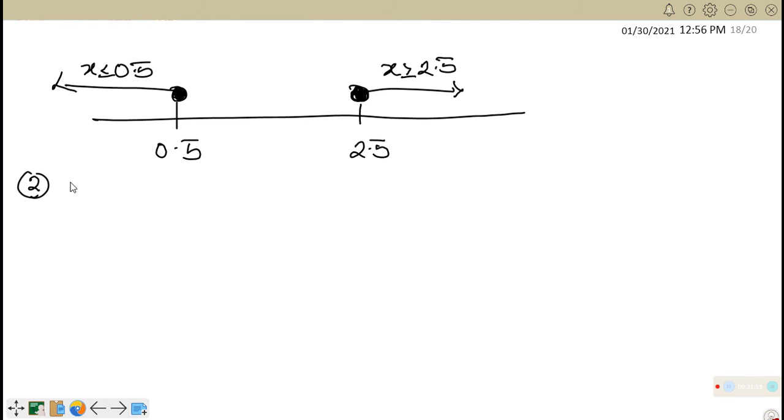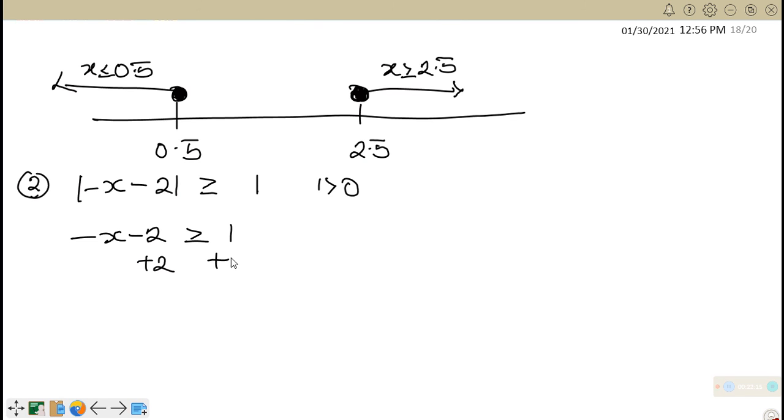Example 2 says absolute value of minus x minus 2 greater than or equal to 1. So since 1 is greater than 0, we have minus x minus 2 greater than or equal to 1. Adding 2 all through, we have minus x greater than or equal to 3, and dividing by minus 1 all through, we have x less than or equal to minus 3.